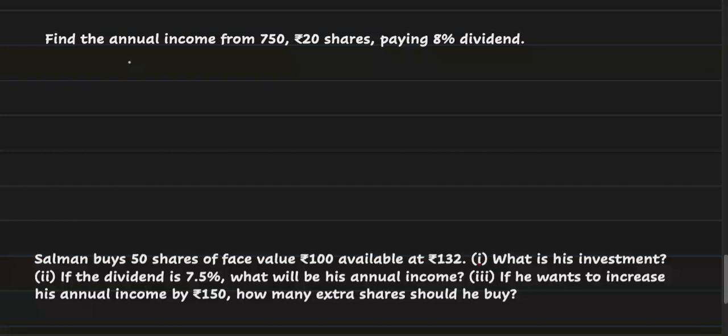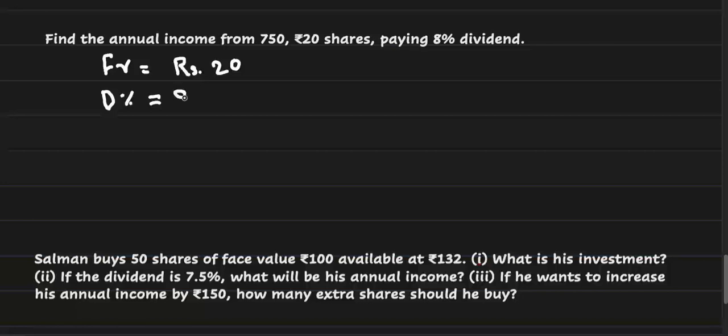Okay, now we are finding the annual income. So what is the face value of this? Face value is 20 rupees. That's why we are finding the dividend on the face value, not the market value. So now dividend percentage is given as, I'm writing capital D for dividend and small d for discount. Don't get confused. Capital D percentage is given as 8%. So what will be the value of this 8%? So annual income for one share will be, and then the annual income from 750 shares.